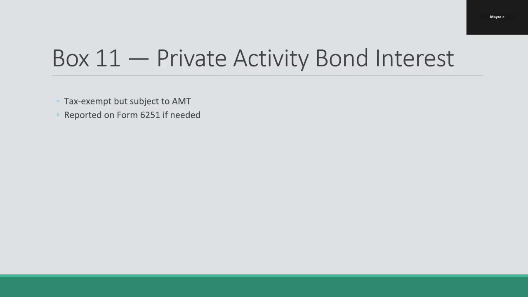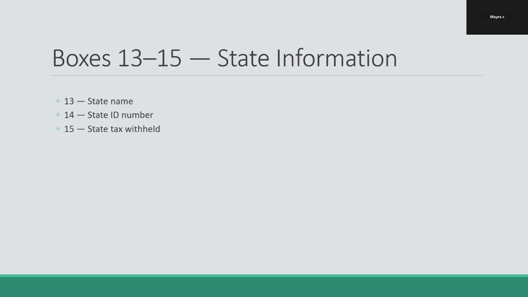So private activity bond interest is exempt but subject to alternative minimum tax. And alternative minimum tax we'll get into very briefly later in the month, probably, or next month. And then boxes 13 to 15 are just the state name and state identification number.